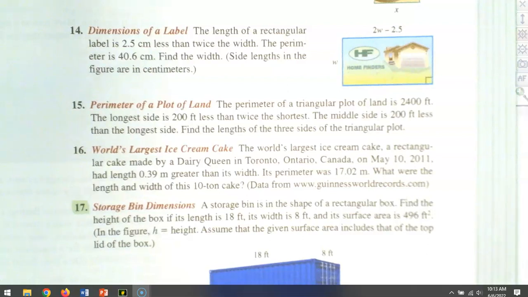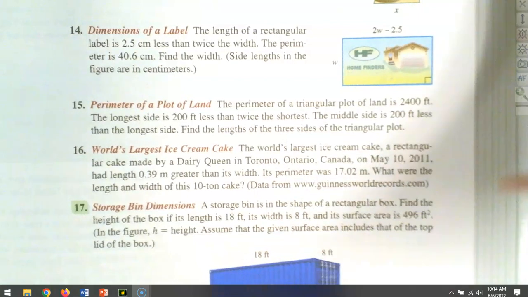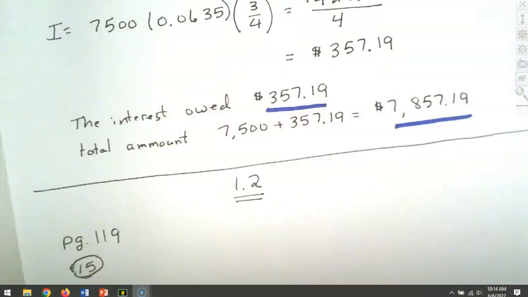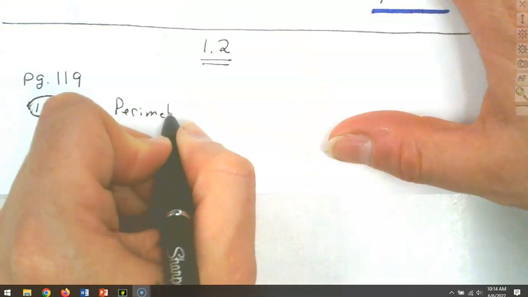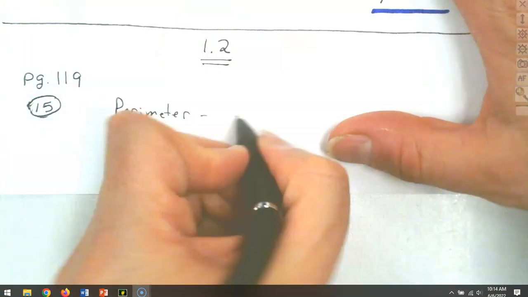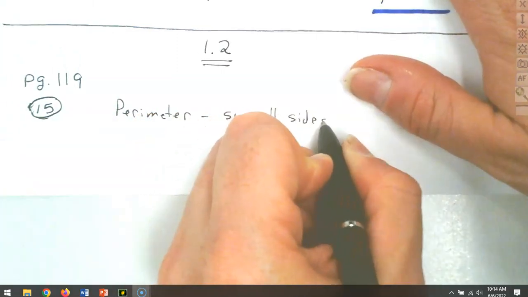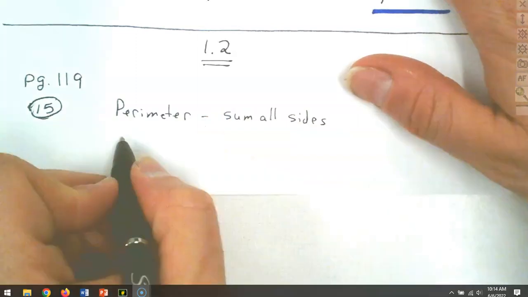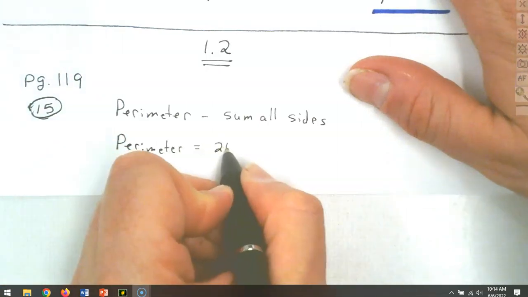So, what are we looking at here? We're going to be looking at a perimeter. So the perimeter of a triangular plot of land is 2,400. Now, what does perimeter mean? Regardless of the geometric figure, perimeter is simply the sum of all the sides. You could look it up, or you can just remember the perimeter is simply the sum of all sides. And in our case, our perimeter is going to be 2,400.